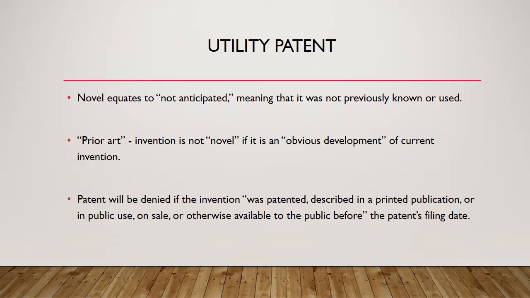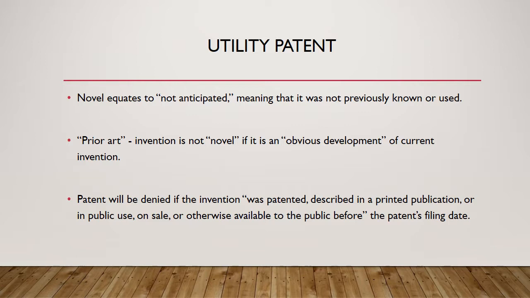It denotes when the invention is not novel, meaning that this is something that is an obvious development of a current invention. So if you take one invention and tweak it just a little bit, this would not qualify as novel, but rather it would be a prior art, meaning that it is just an obvious development of something that's already been invented. And so you've got to decide, is it something that's novel or is it just use of prior art?